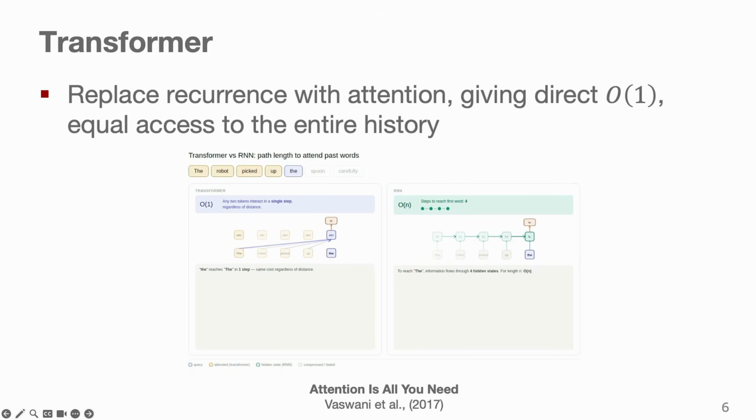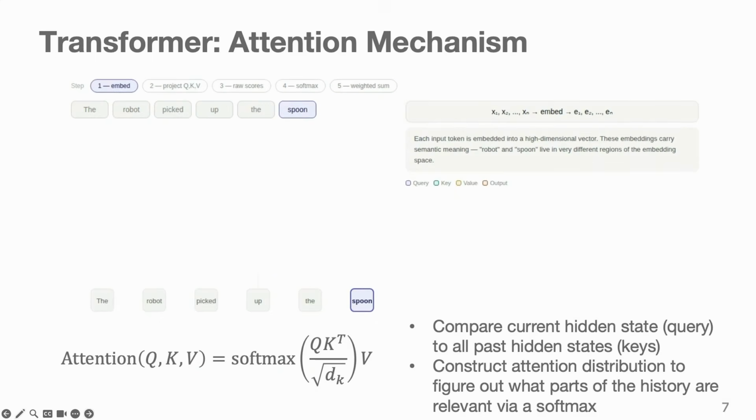And so this simultaneously solves all three problems we just described for RNNs. Long-range dependencies are now trivial. Training can be fully parallelized because there is no recurrence, and there is no fixed-size bottleneck because every token has direct access to every other token.